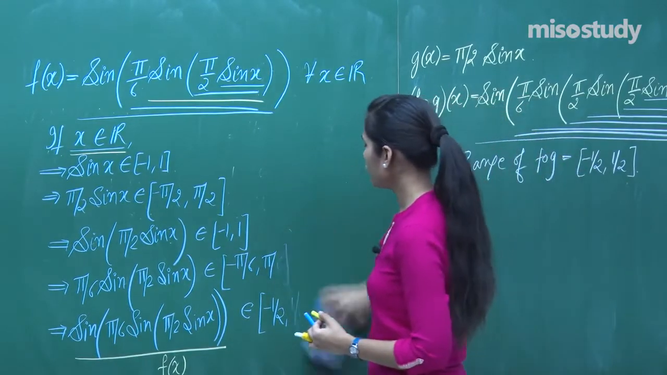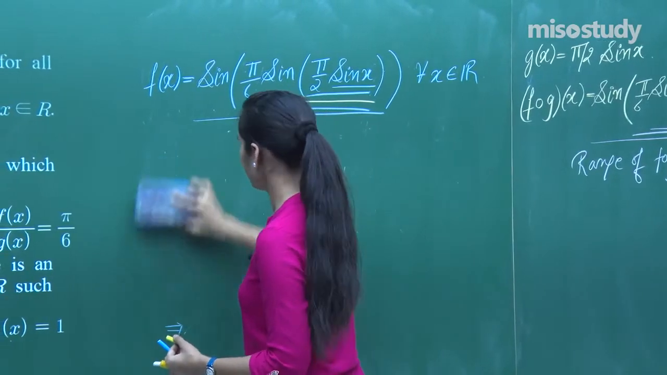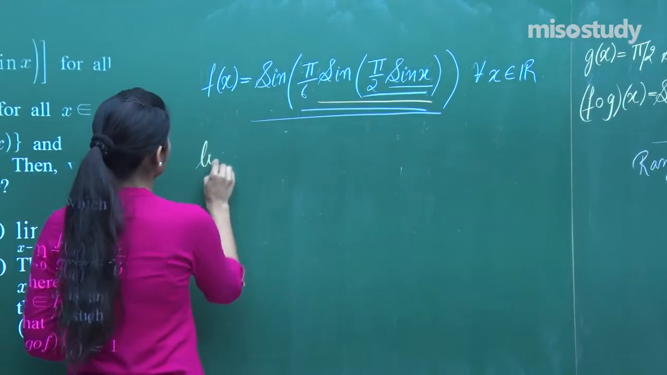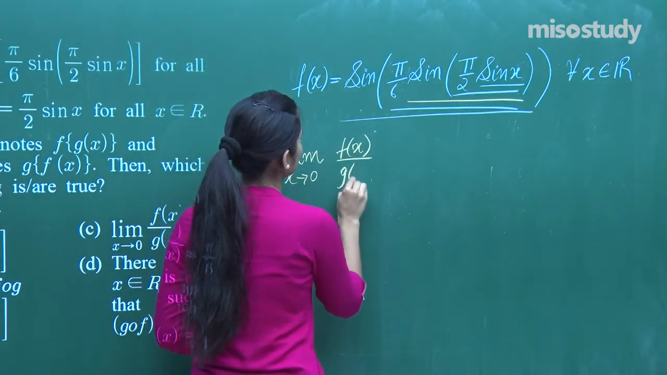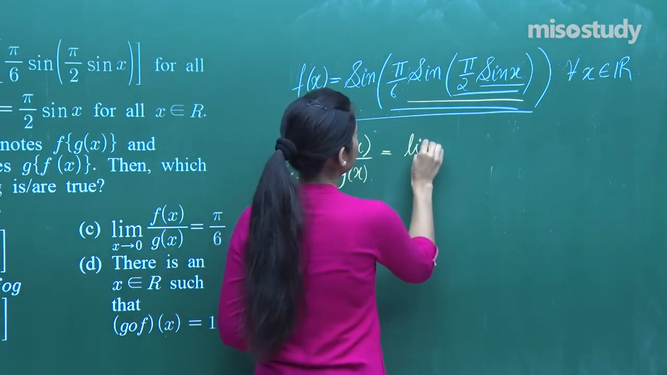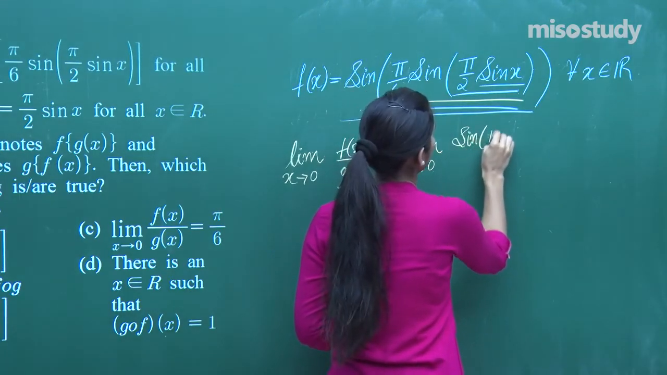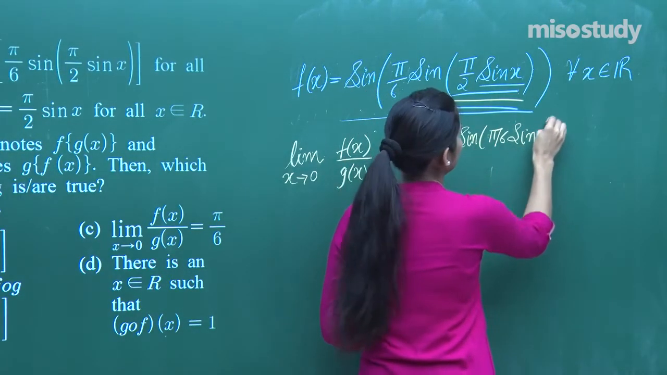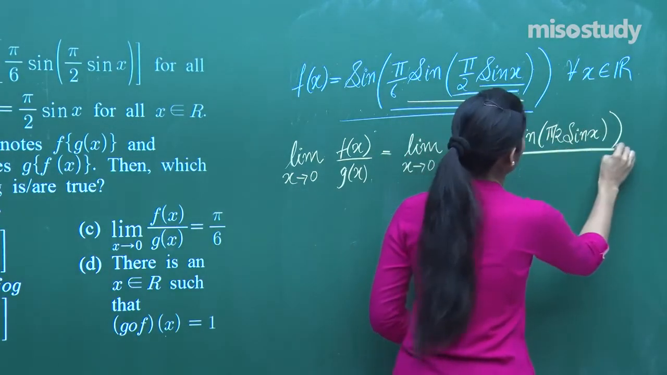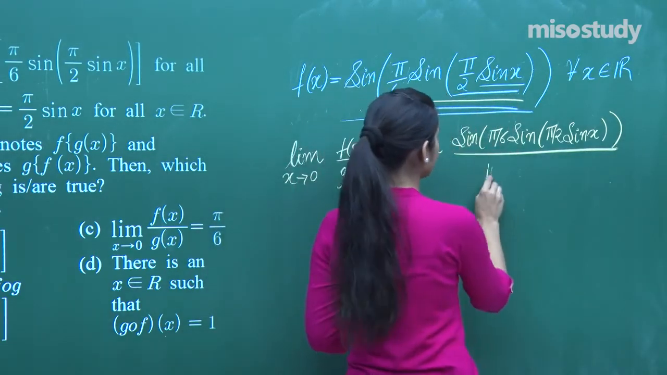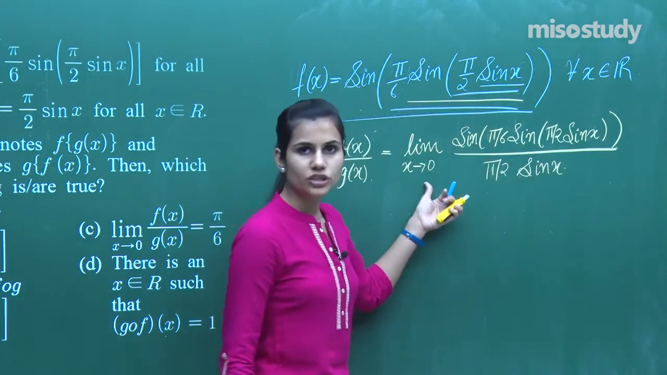So, we already have f of x with us. We need to evaluate the limit of fx upon gx as x approaches 0. So, limit as x approaches 0, fx upon gx is what? Let's see. Limit as x approaches 0, fx is sine of pi by 6 sine of pi by 2 sine x upon gx, which is pi by 2 sine x. Here x is approaching 0.